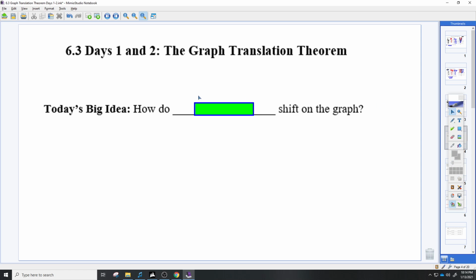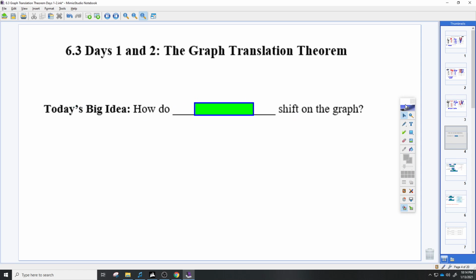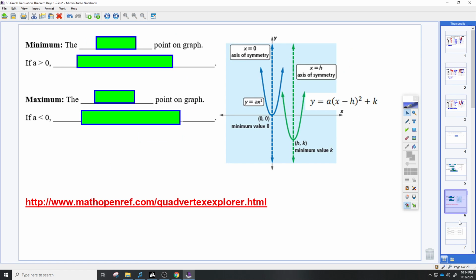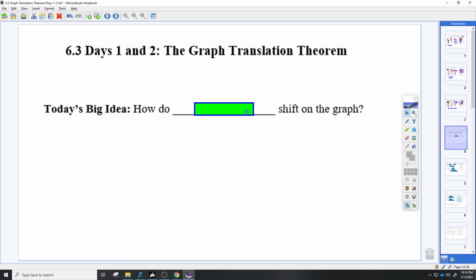So now we can finally get into the actual lesson. Don't worry, we're actually pretty close to being done. I'm only going to do, I think, like the next 2 slides, and we'll be done here. So how do parabolas shift on the graph? That's what we're doing.